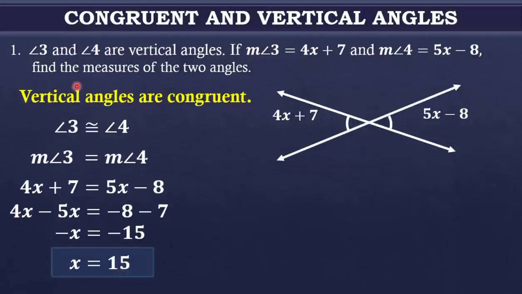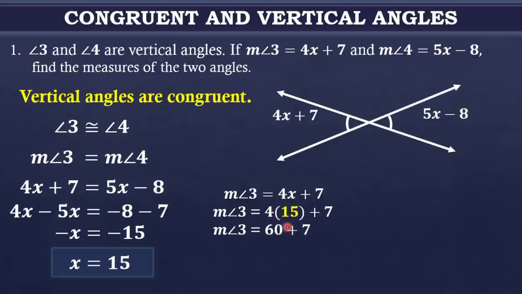So, ang pinapahanap sa atin, find the measures of the two angles. Hindi lang basta value ng x. So, kunin mo yung dalawang measures. So, we have the measure of angle 3 is equal to 4x plus 7. So, ang gagawin natin, isa-substitute mo yung nakuha mong x, which is 15. Ayan. So, 4 times 15, that is 60. So, 60 plus 7, that is 67. So, therefore, the measure of angle 3 is equal to 67 degrees.